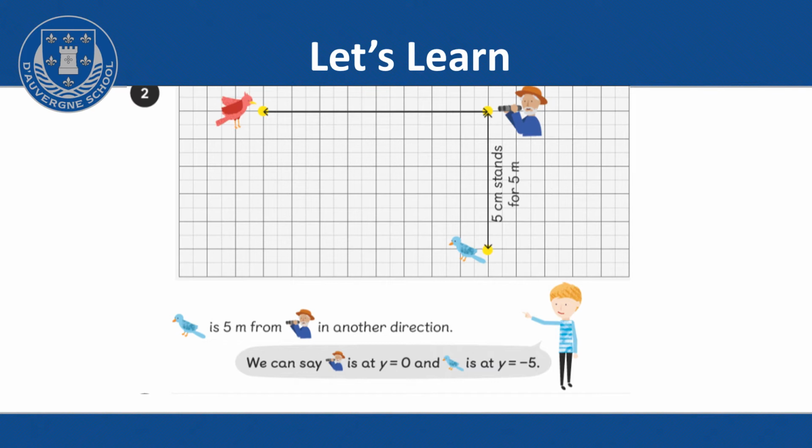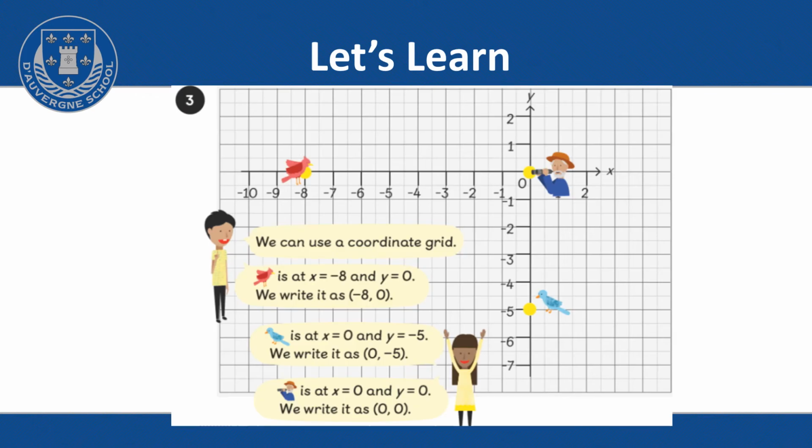Okay, and the blue bird, therefore, would be, if we count from that 0, where the bird watcher is, down -1, -2, -3, -4, -5. It takes us to -5. We've moved 5 spaces down on the y-axis, so the bird is at y equals -5 on the y-axis. Okay, so let's have a look at this. Ravi is helping us and so is Lulu.